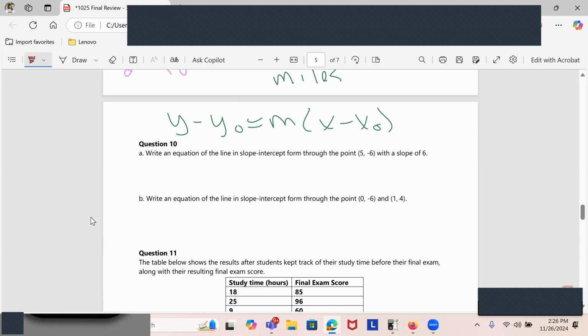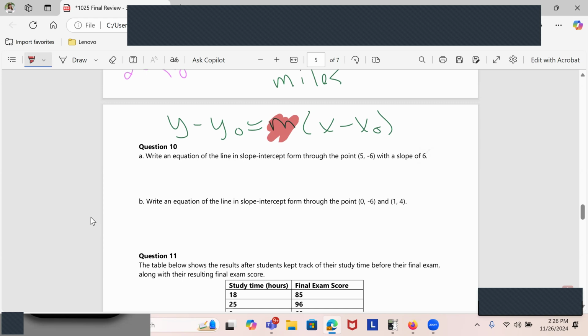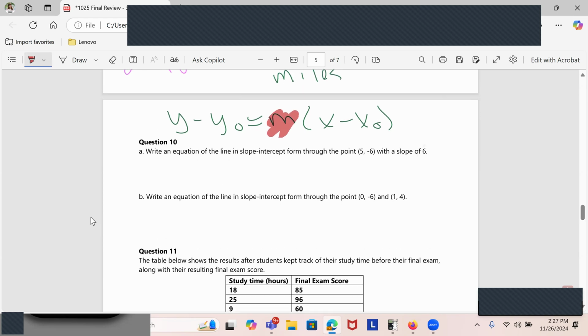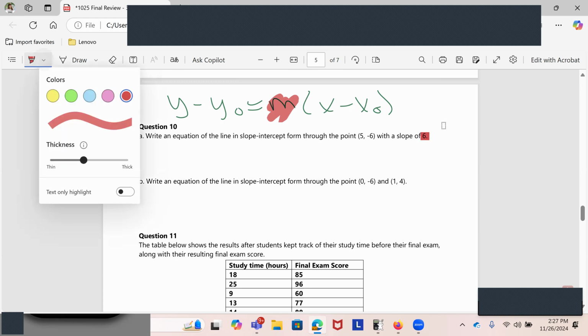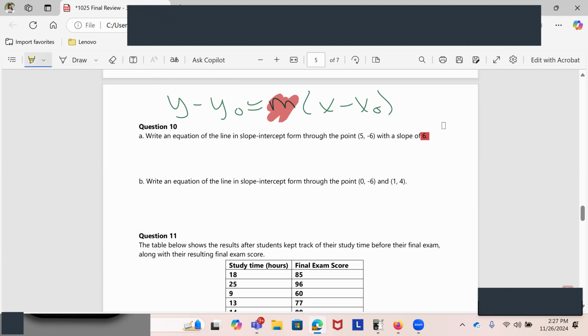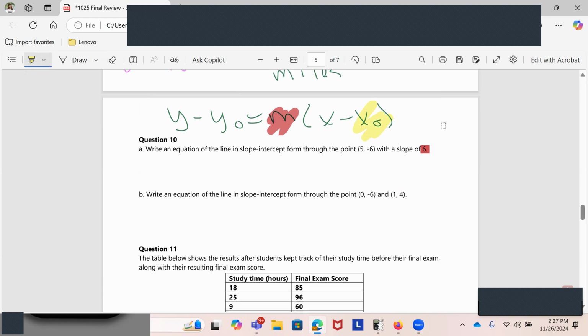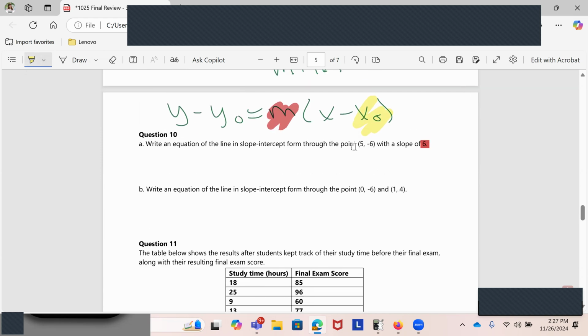M is still the slope, so we're going to replace m with whatever the slope of the line is. Oh, look, they gave it to me in that one. That's cool. I can highlight that right there. All right, so we got that one. And then we're going to replace x sub 0 with the x value of the point they gave me.